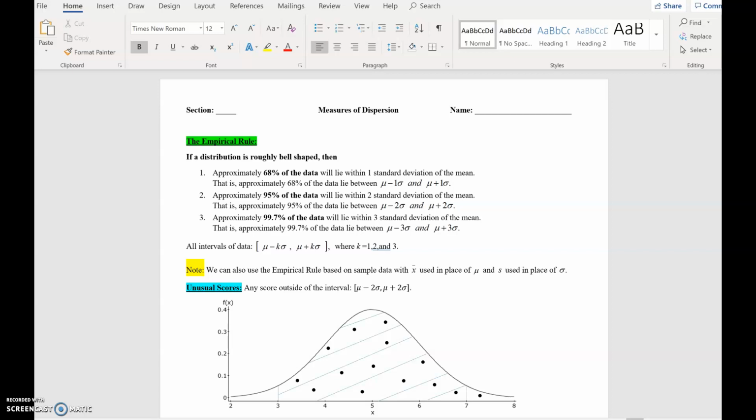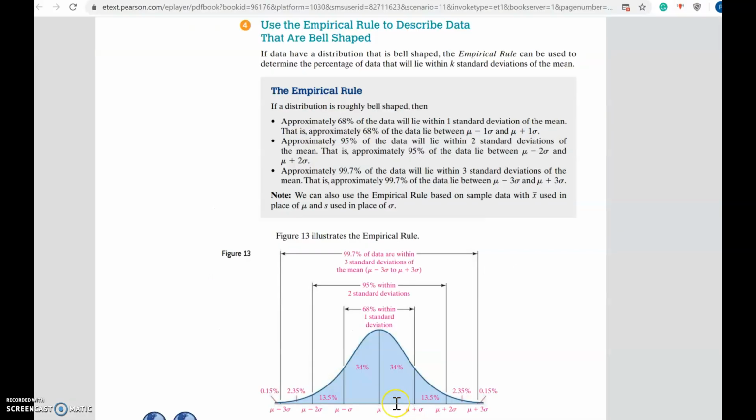Hi class, for this section we're going to start looking at basic predictions. And this is what we're talking about. So we're going to be assuming that the data is bell-shaped. And let me give you what the book is giving us. So if the data is bell-shaped, and in this video I'm just talking about data that's bell-shaped, you're going to be using the empirical rule.